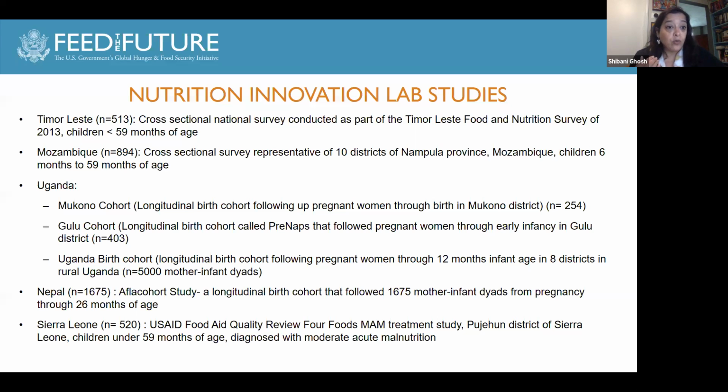We've also been able to collaborate with colleagues at Cornell on one of their longitudinal studies called the PRENAP study, which allowed us to assess aflatoxins relative to presence and absence of HIV infection in pregnant women and the effects of those in early infancy. And in Nepal and Sierra Leone, we've been able to conduct studies that have allowed us to assess not just aflatoxins, but also mycotoxins and the microbiome relative to risk of EED.